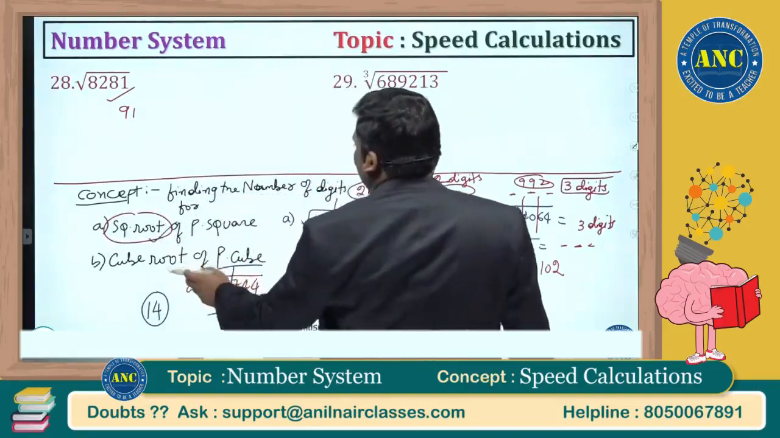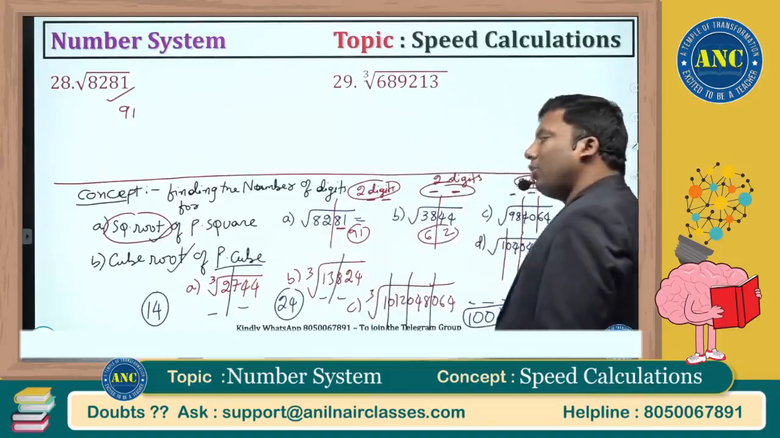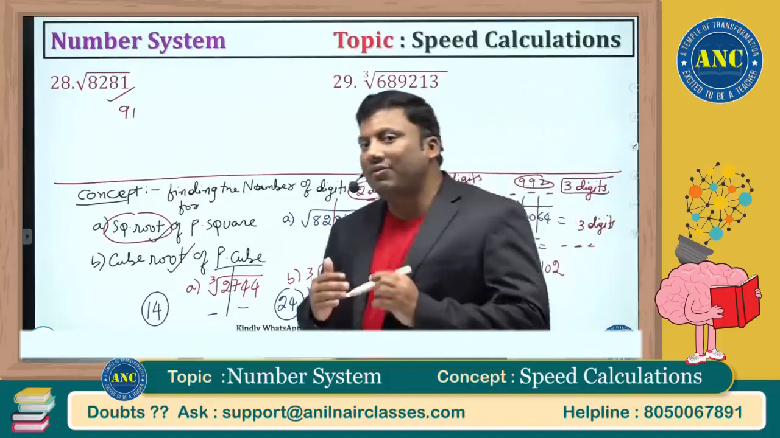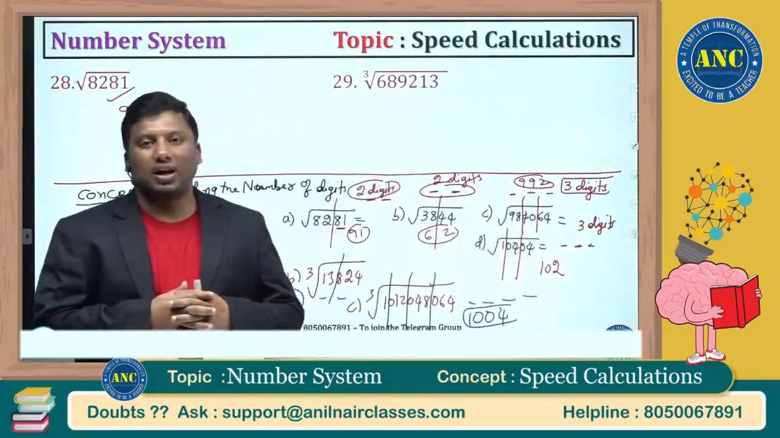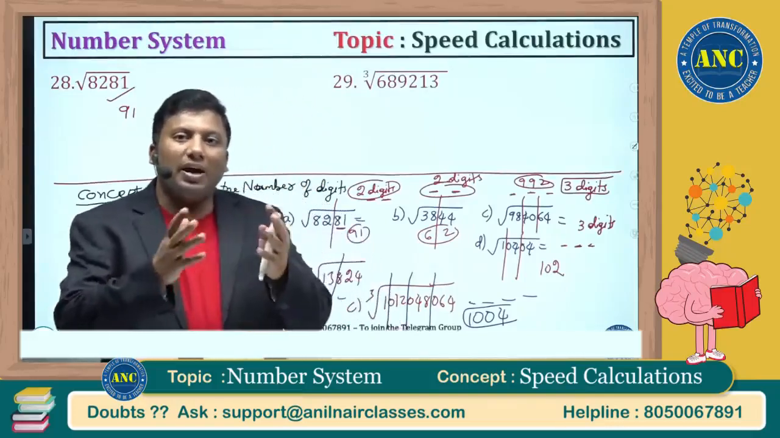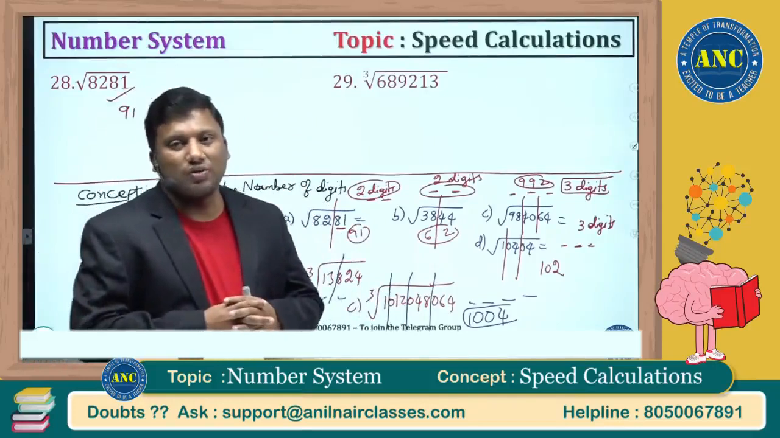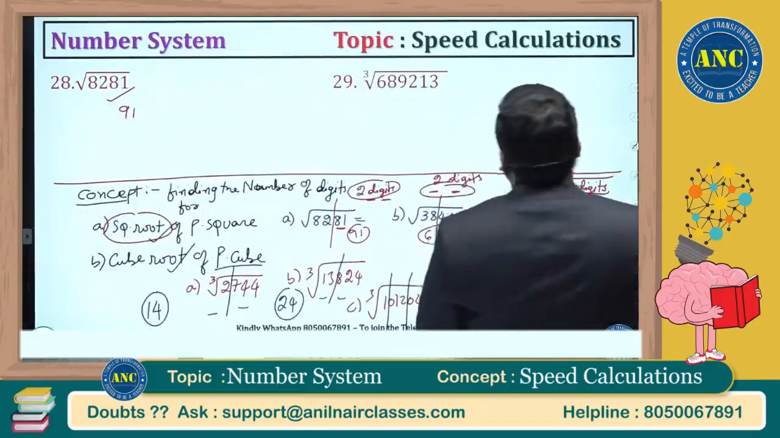How to find the number of digits for the square root of a perfect square, cube root of a perfect cube? Anyway, if it is a non-perfect square, it will give an approximate value. Approximate values can be truncated, so you might not be able to say the exact value. Same is the case for a non-perfect cube.